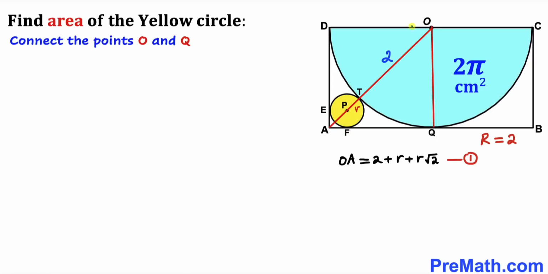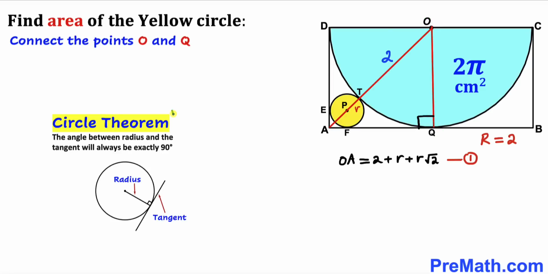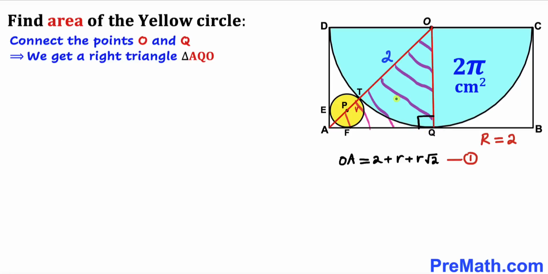And here's our next step. Let's go ahead and connect these points O and Q. And now let's recall this circle theorem once again. The angle between the radius and the tangent line will always be 90 degrees. So no wonder this angle has got to be 90 degrees. And as a result, we get this right triangle AQO.